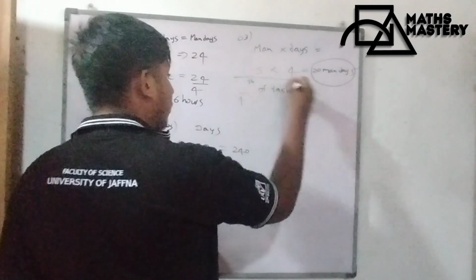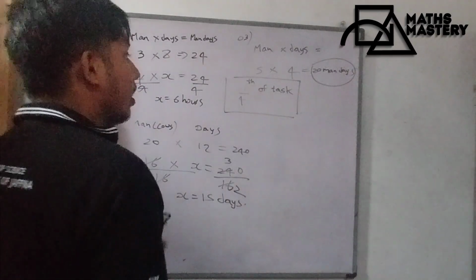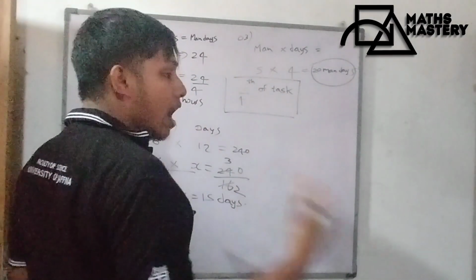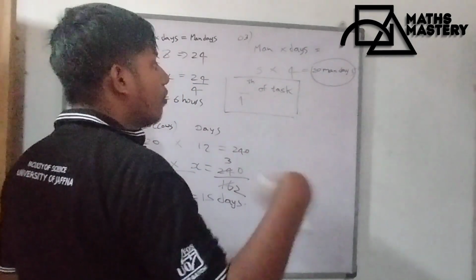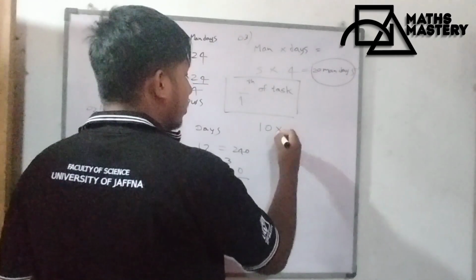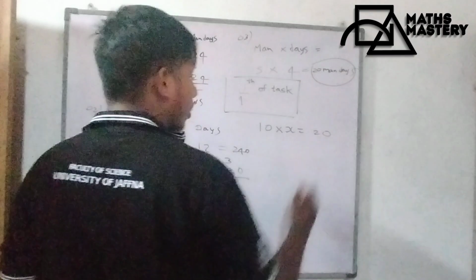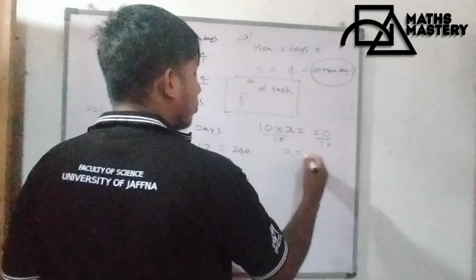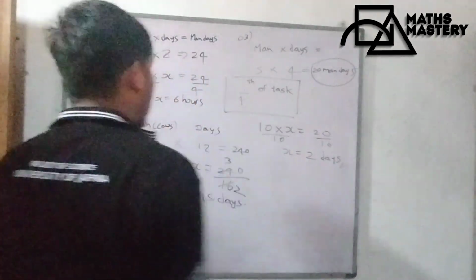Okay, 1/4 of the task. Make sure it's 1/4 of the task. But now what they are telling is, they are hiring 10 men into the business to complete this task faster. So you are going to put 10 times x. You don't know the time, but you know the man-days, which is 20. So if you divide by 10, x is equal to 2 days. Clear? Okay.